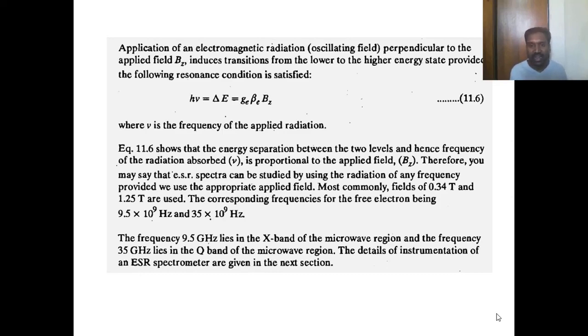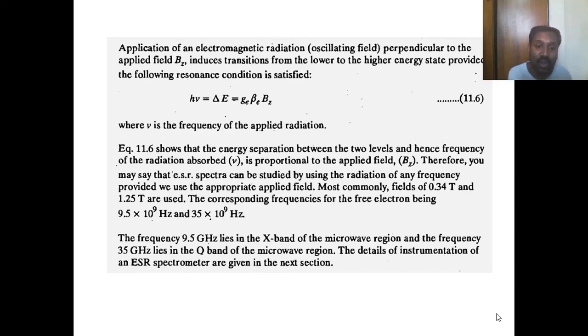Usually for a free electron, as in this example, the practice is that you can apply a magnetic field at two different values, 0.34 Tesla and 1.25 Tesla. If you do that, what is the corresponding frequency, the corresponding value of mu? For 0.34 Tesla, the value of mu is 9.5 into 10 to the power of 9 Hertz, whereas for 1.25 Tesla, it is 35 into 10 to the power of 9 Hertz. Please remember, 10 to the power of 9 Hertz is called gigahertz. So 9.5 gigahertz or 35 gigahertz.